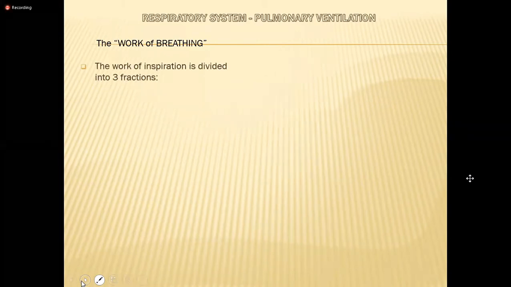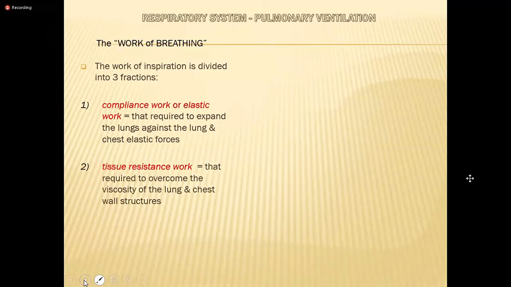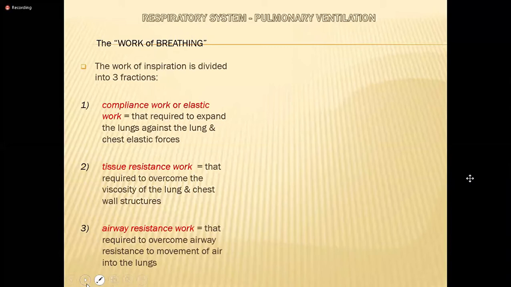The work of inspiration is divided into three fractions. Compliance work or elastic work, that required to expand the lungs against the lung and chest elastic forces. Another is the tissue resistance work, that required to overcome the viscosity of the lungs and chest wall structures. Another is airway resistance work, that required to overcome airway resistance to movement of air into the lungs.